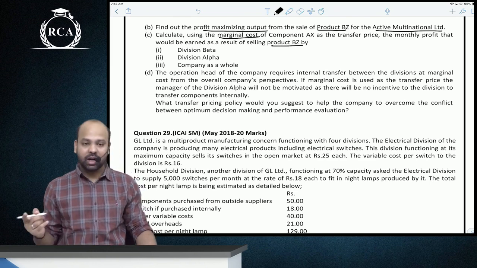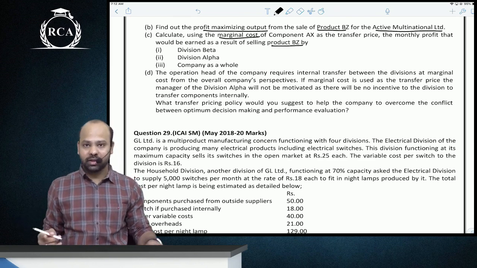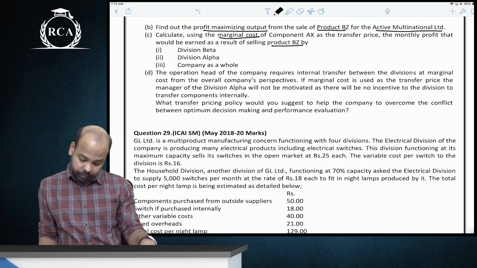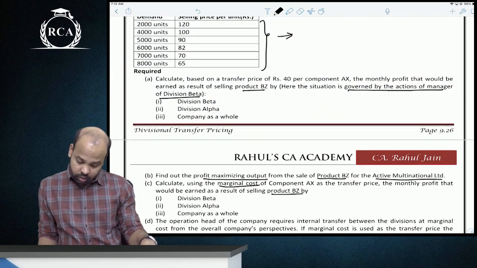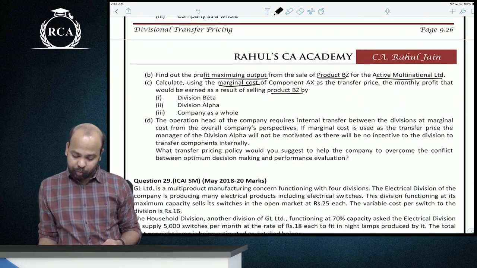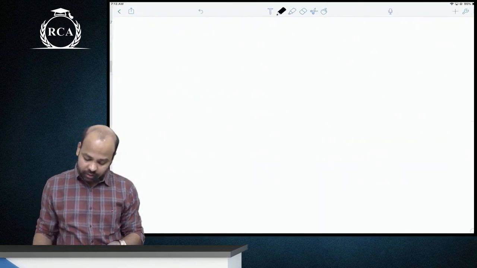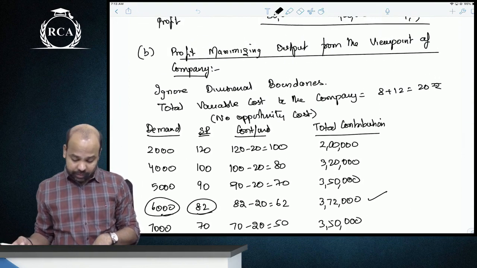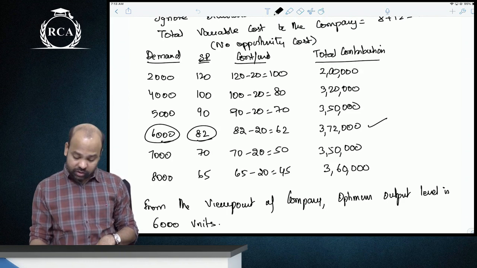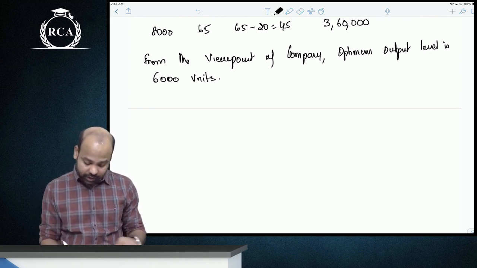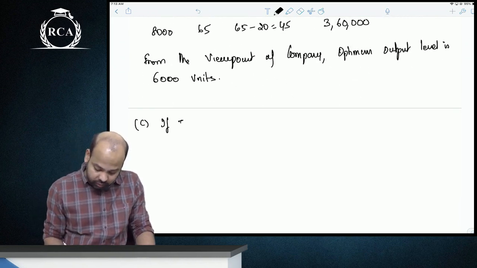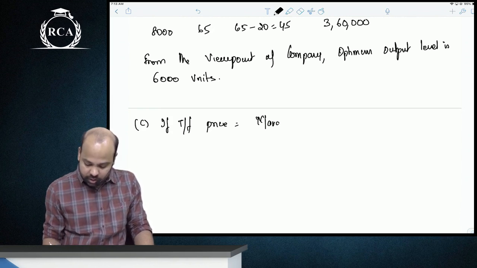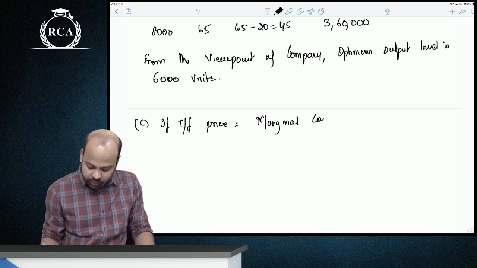You know, guys, that if transfers are based on marginal cost, what we computed above will itself hold good. The profit maximizing output that division BZ will select is 6,000 units, because even this is based on marginal cost only. Yes or no? If transfer price is equal to marginal cost, and that is 12 rupees.